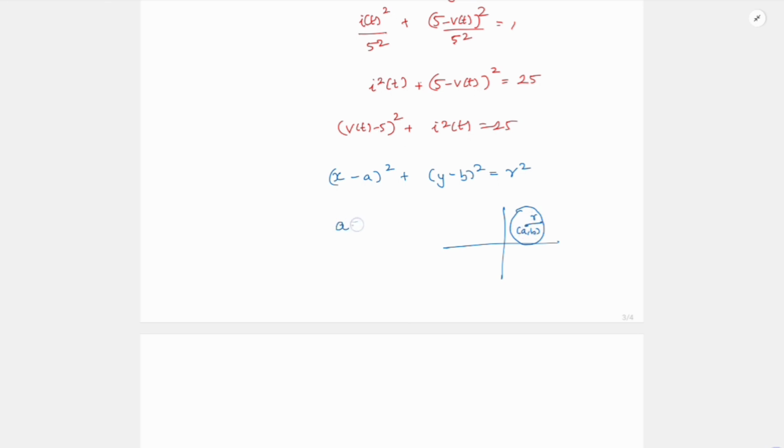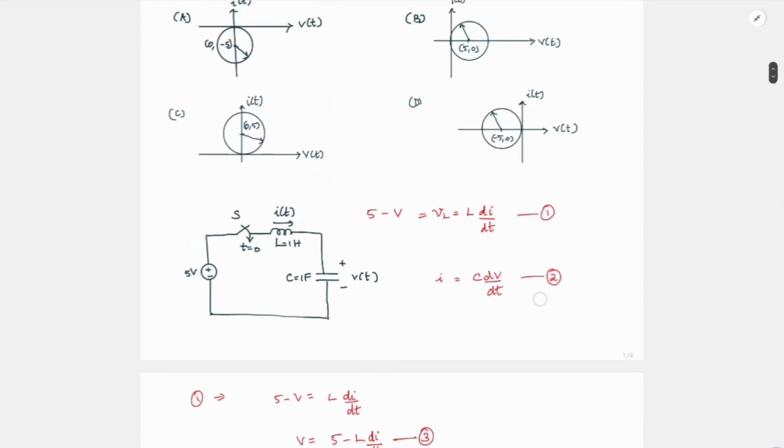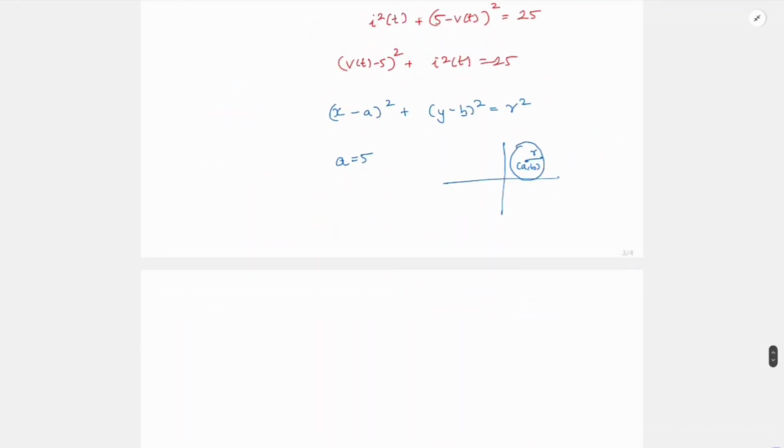So here what is a? a is phi. So again you need to make sure that your v of t is the x-axis. So if you go here, your v of t is the x-axis and I of t is the y-axis. So a is equal to phi, your b is 0 and your r is phi. So how will this look? Your center of the circle is at phi comma 0 and your radius is phi. So it will be a circle touching your origin and having a radius of phi, right?